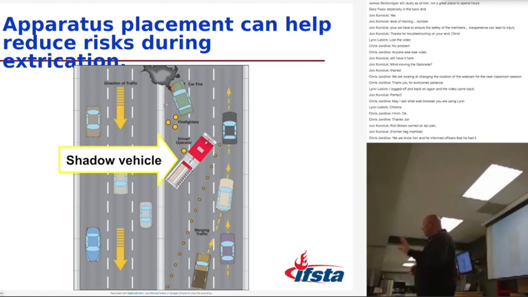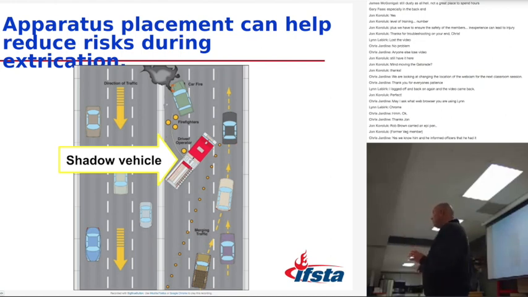The shadow vehicle: I wouldn't use the rescue as a shadow vehicle in extrication. That's why we always take a tanker with us. If somebody doesn't want to pay attention and slams into a tanker truck, have at her, as long as my people are safe. That's why we always put them at an angle. Why do we put them at an angle? More reflection? Yeah.